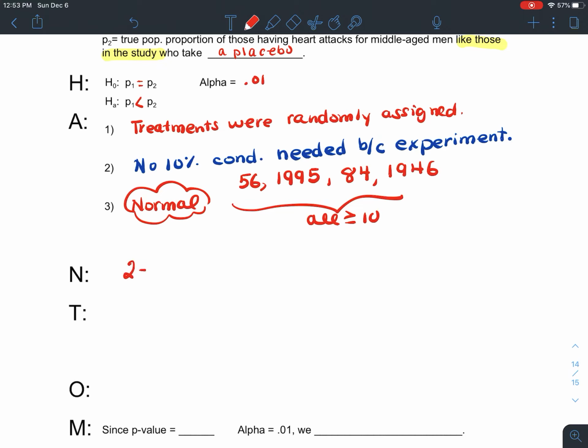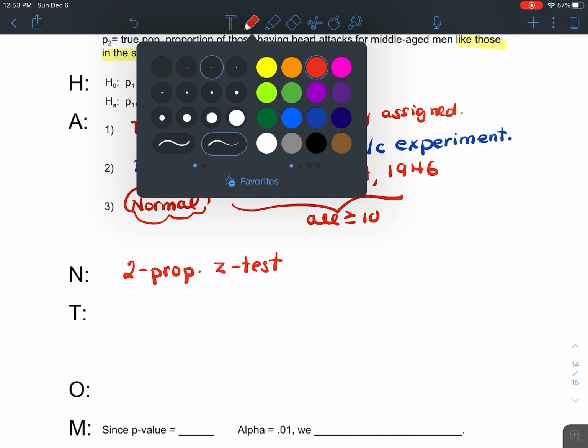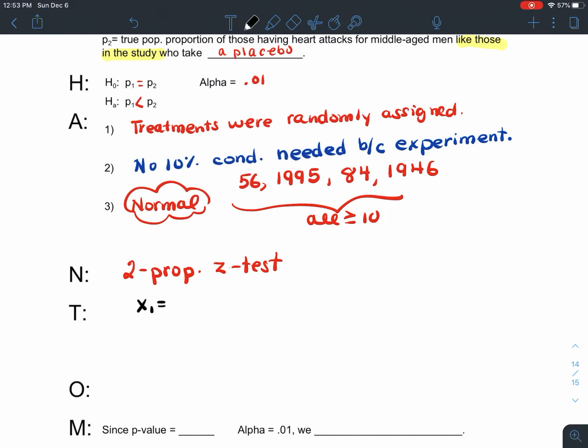Let's go on down to the name step, and let's go ahead and list the name of this test. This is called a 2-proportion z-test. Okay, the name does not change because it's an experiment. Now, I did tell you, please use your calculator for this. I would highly encourage you to do that.